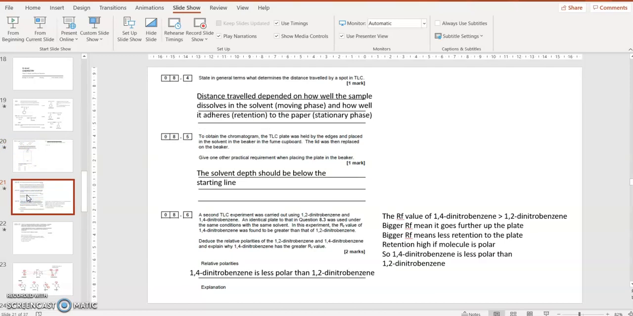State in general terms what determines the distance travelled. The distance depends on how well the sample dissolves in the solvent, being the moving phase, and how well it adheres, sometimes called retention, to the paper or the thin layer chromatography plate. Same principle, either way, the stationary phase.